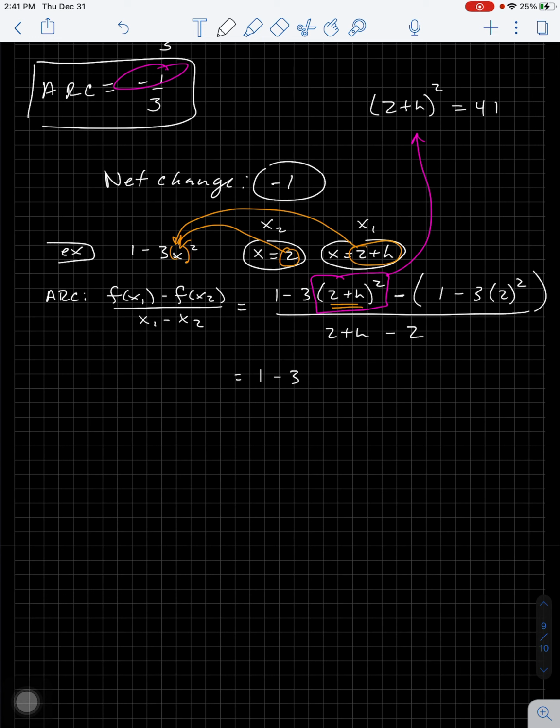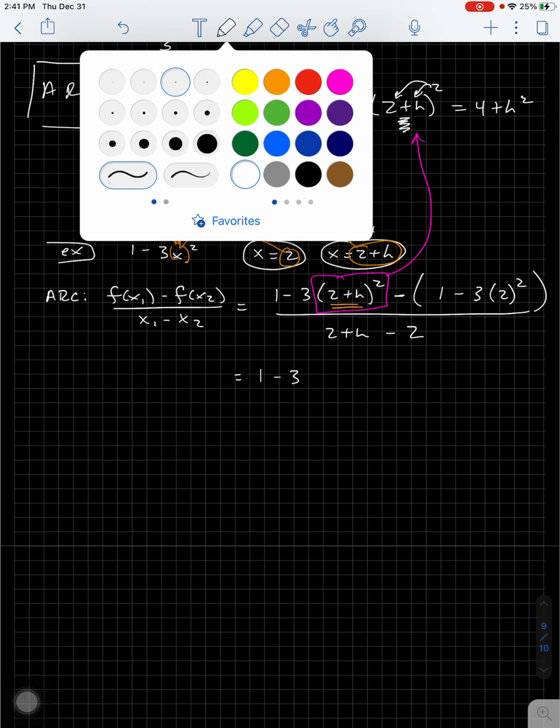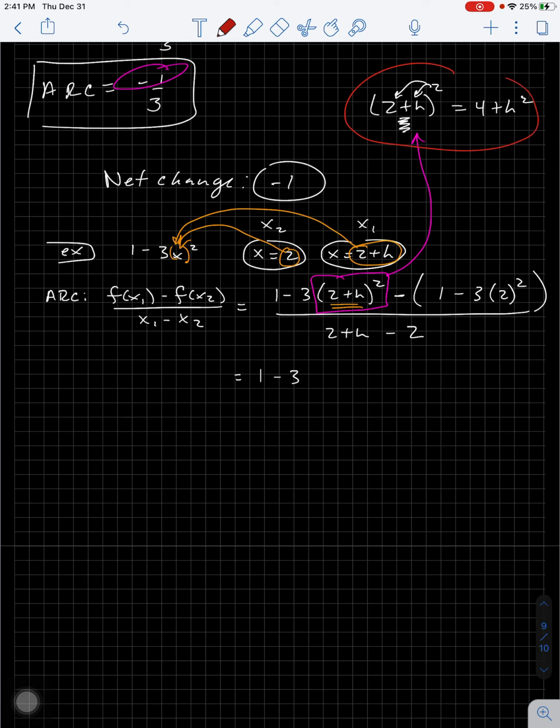Many people want to say that this is 4 plus h squared. That is called black magic. You will lose lots and lots of points. This power does not distribute over an addition sign. Okay? This is a big red no.